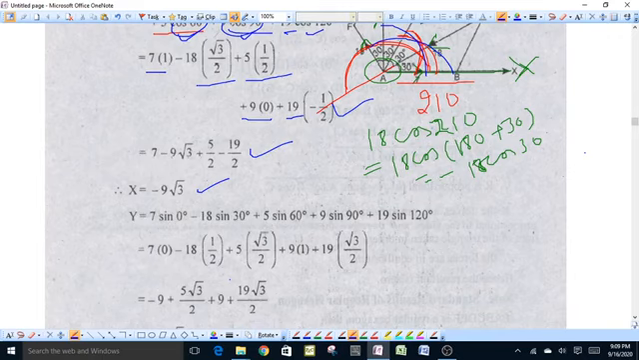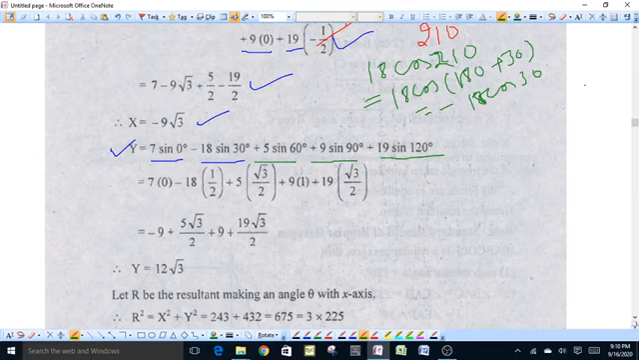Similarly, we can write y component. We can take sum of all the y components of all these forces. We denote this y component as capital Y. This will be equal to 7 sin 0 plus 18 sin 30 plus 5 sin 60 plus 9 sin 90 plus 19 sin 120. After putting the values of sin 0, sin 30, sin 60, sin 90 and sin 120, we get Y is equal to 12 under root 3.